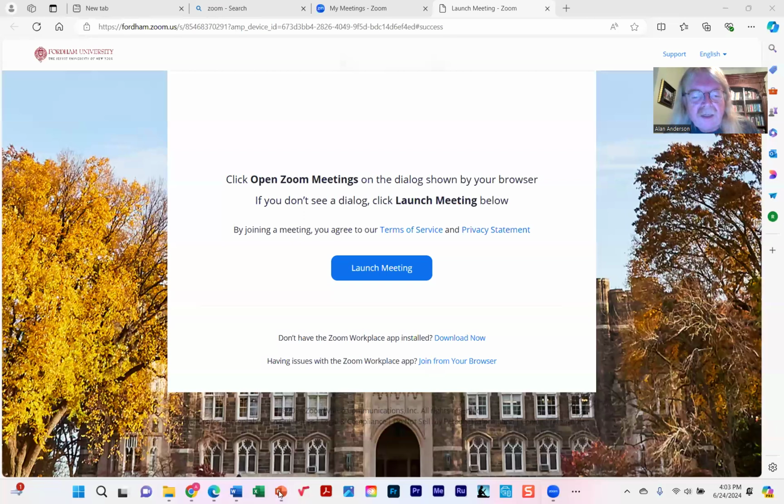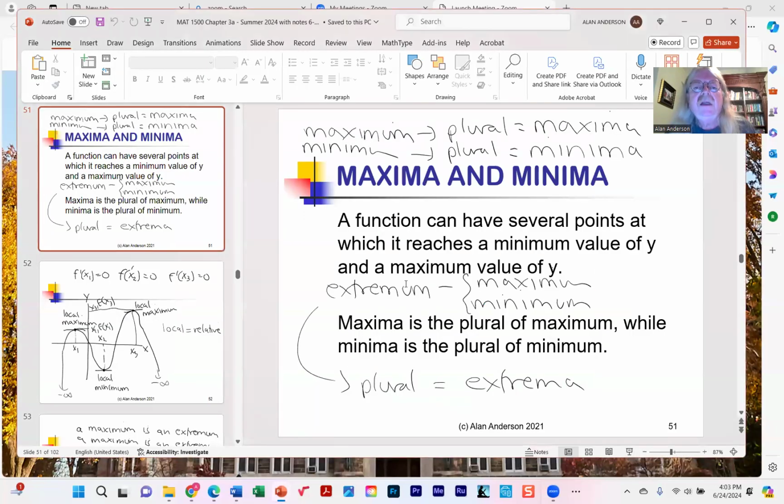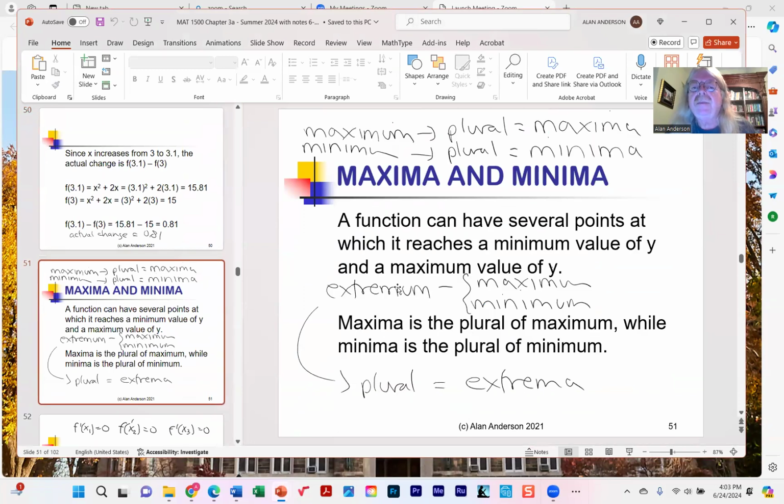Okay, so we're going to pick it up now where we left off yesterday in chapter 3. This topic is maxima and minima. And so what we're looking for is a maximum or minimum point in a function, if it exists. And a couple of things.